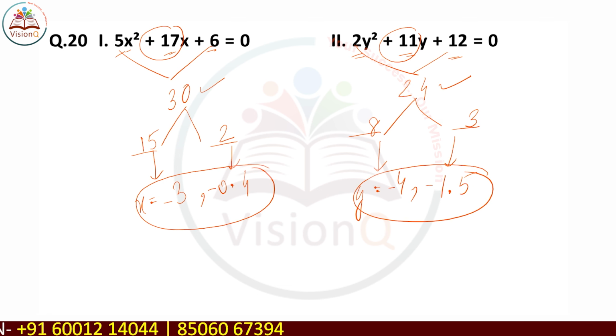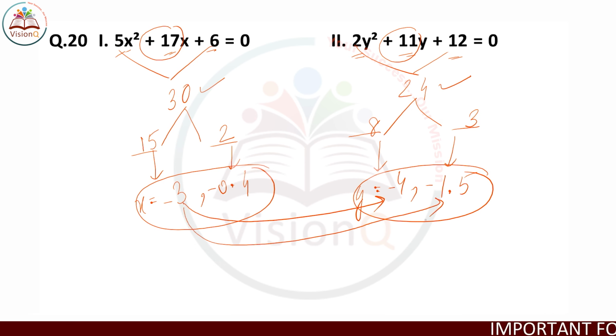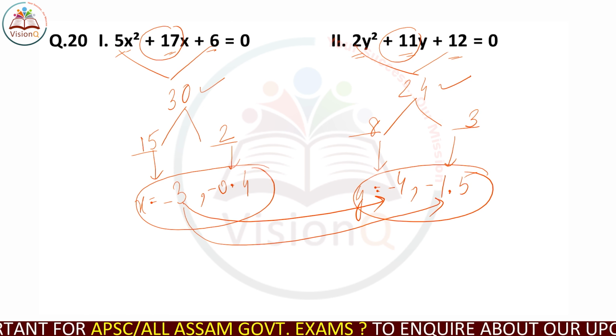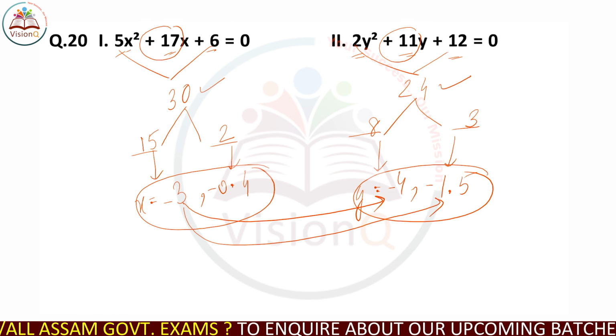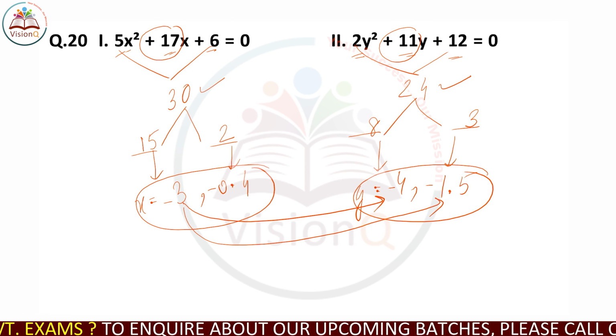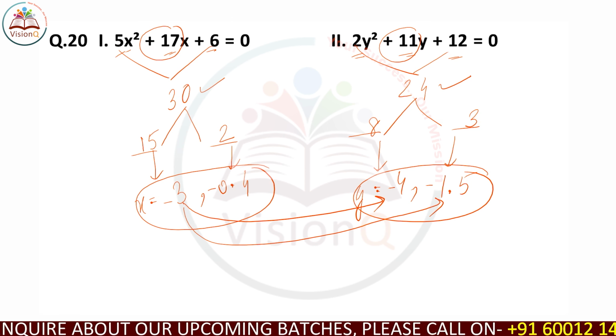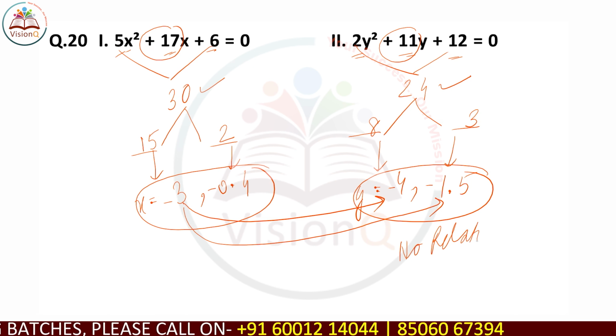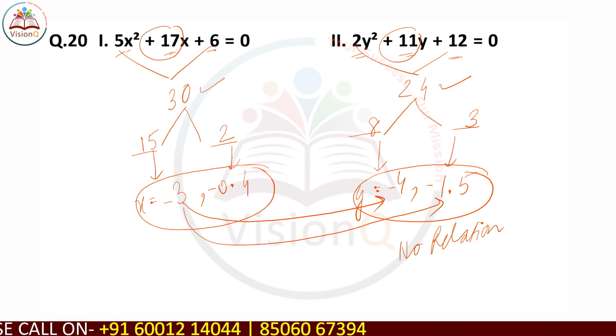So the next step is to compare x and y. Minus 3 is greater than minus 4 and minus 3 is less than minus 1.5. Whenever the sign changes from greater than to less than, or from less than to greater than, the answer is always no relation. So the correct answer of this last question, question 20, is option A, no relation.